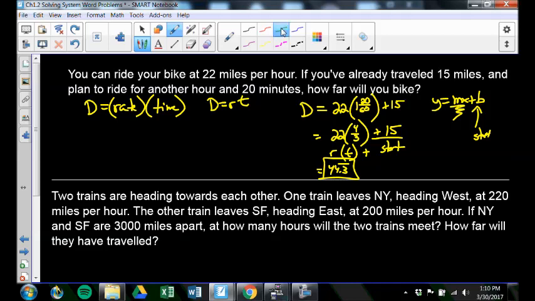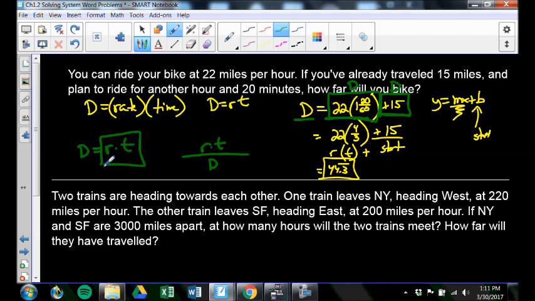Now please understand, this is a distance. I don't know what it is at this point. I knew what it was once I did the calculations, but this represents a distance, and this represents a distance. So we have a distance equals a distance plus a distance. When you have a rate times a time, that is the same as a distance. That's why we say distance is rate times time. This is a distance, this is a distance. They're equal to each other.